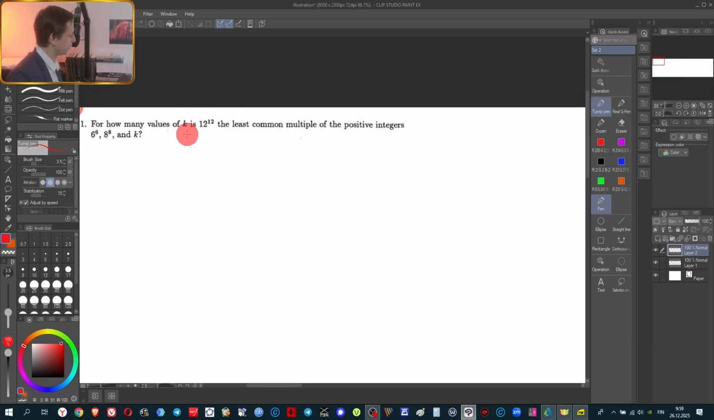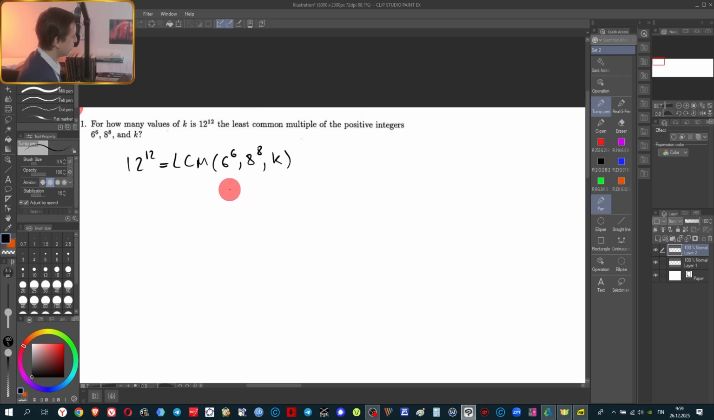So for how many values of k, 12 to the power of 12 is the least common multiple of the positive integers 6 to the power of 6, 8 to the power of 8, and k. So let's write what we want to see. We want to see that 12 to the power of 12 is the least common multiple of the next numbers: 6 to the power of 6, 8 to the power of 8, and k.